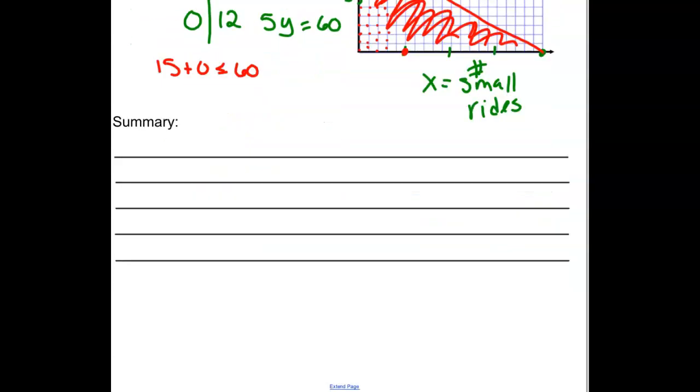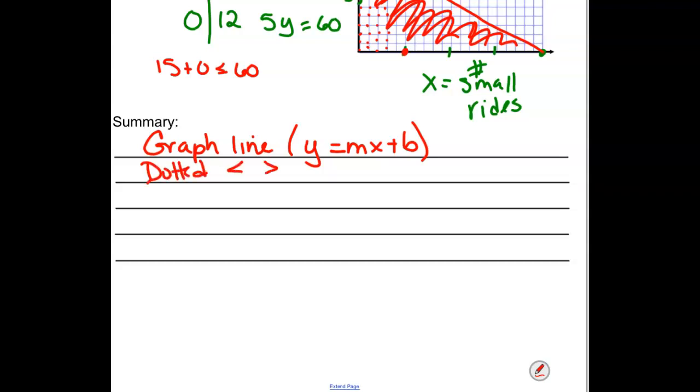All right, so key things to focus on here. You're going to graph the line. Typically, we like it in that y equals mx plus b form. Just makes it a little easier to graph and to tell which side we shade. So you're going to graph the line using slope and intercept. You're going to make it dotted if there's no equal sign, you're going to make it a solid line if there is an equal sign with your inequality.